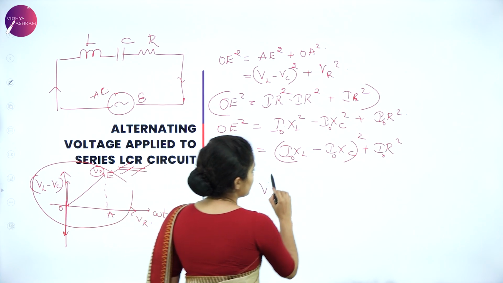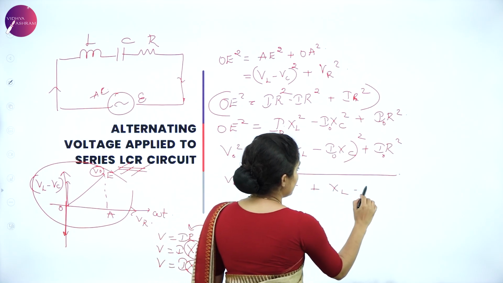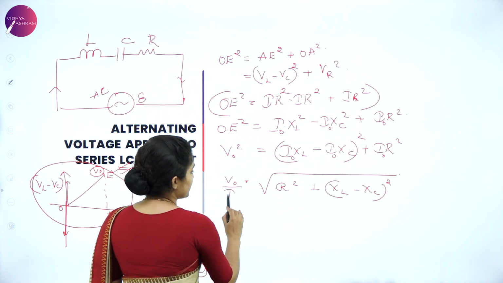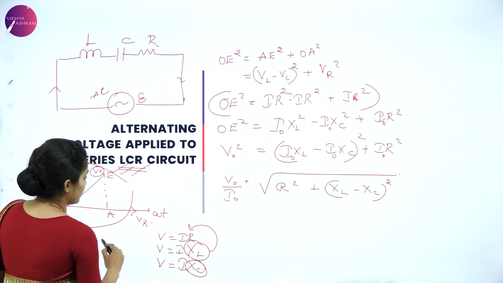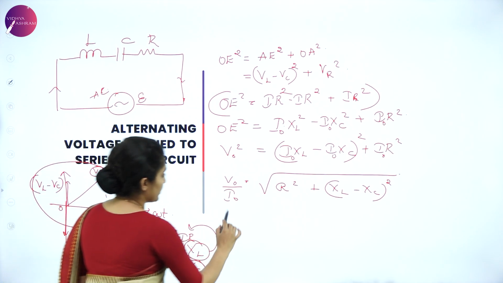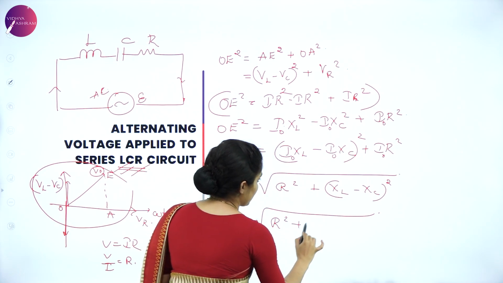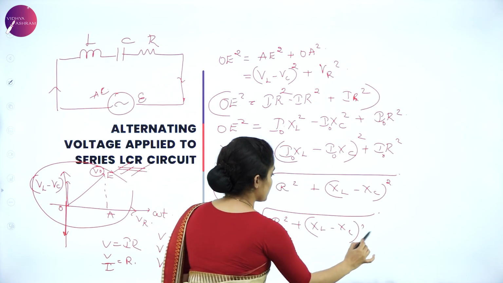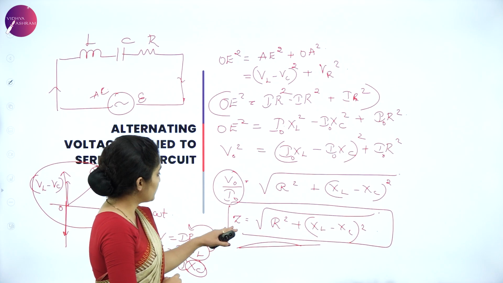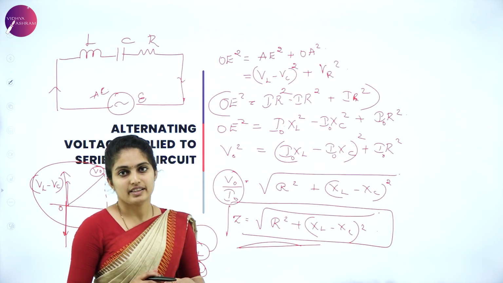So V naught is equal to I naught times root of R square plus XL minus XC the whole square, where I is common everywhere, so it is taken to the other side. V is equal to IR as usual, so V by I is nothing but R. Here it is the impedance, which we give as Z. So Z is root of R square plus XL minus XC the whole square. This holds good for the impedance concept. So this is all about your impedance for the alternating voltage applied to a series LCR circuit.